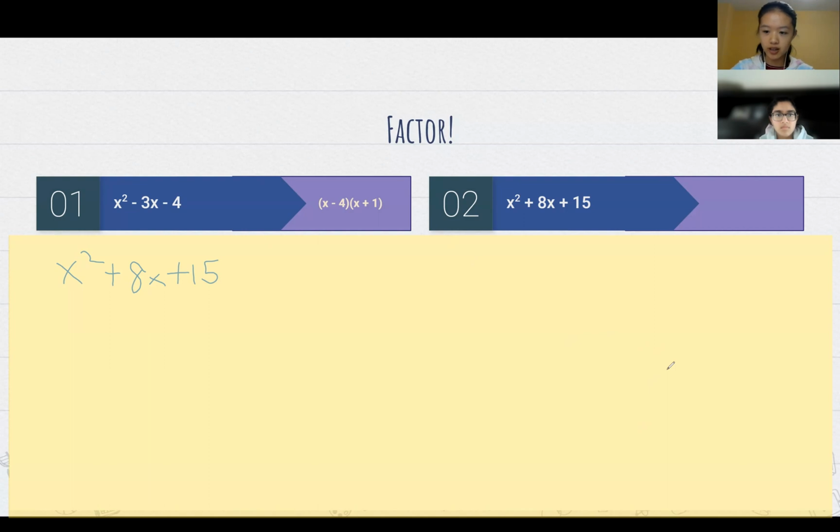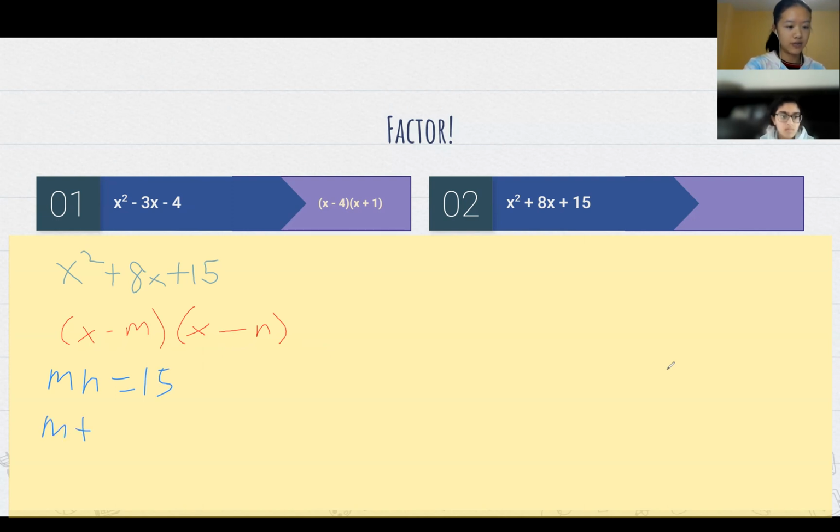Okay, it looks like a lot of you have answers now. And so I'll walk you guys through. So once again, we want it in the form x minus m times x minus n equals the expression we have. So we are looking for the values m and n that multiply to 15 and add to 8. So what values multiply to 15 and add to 8?